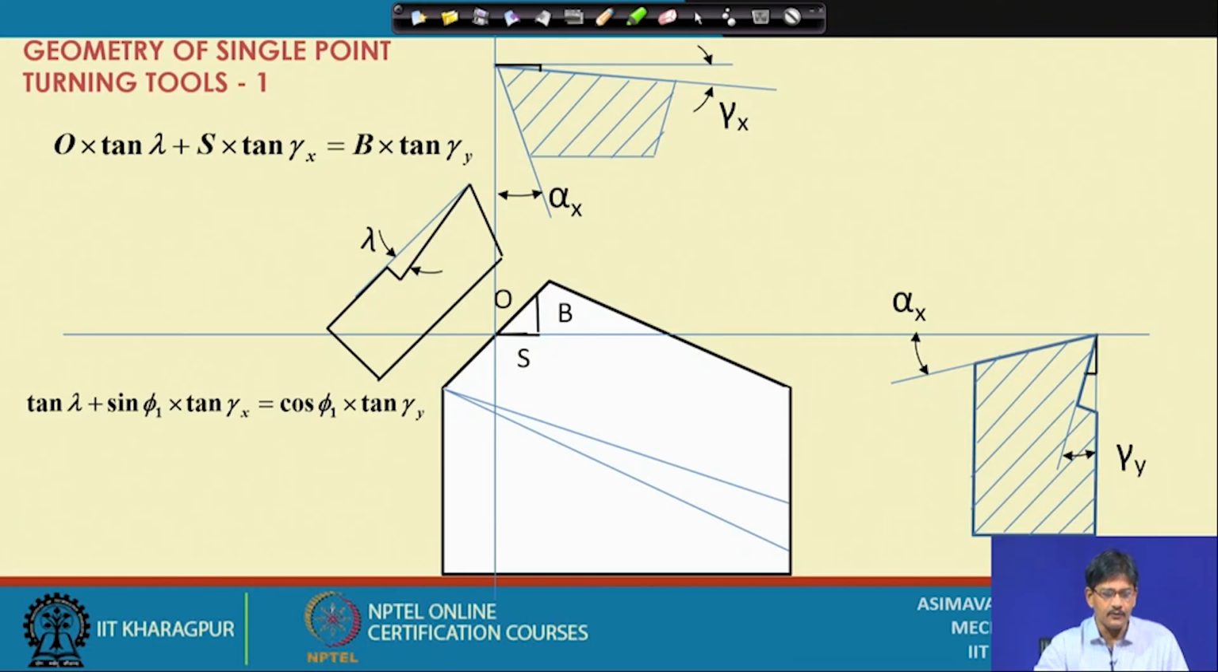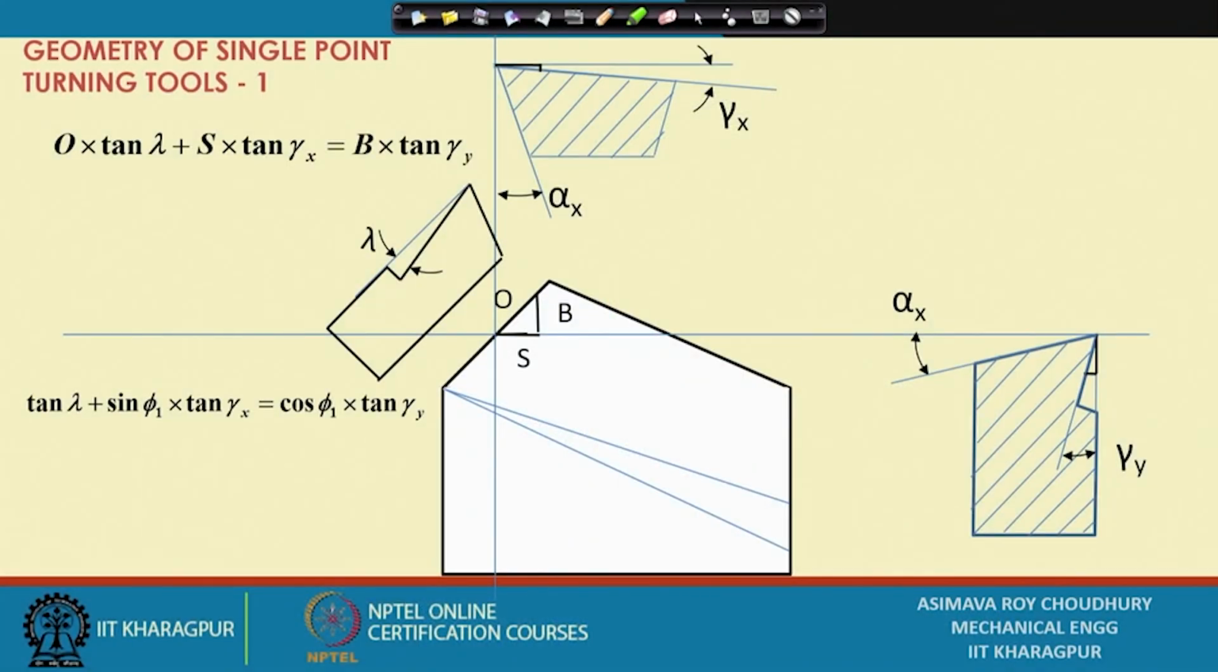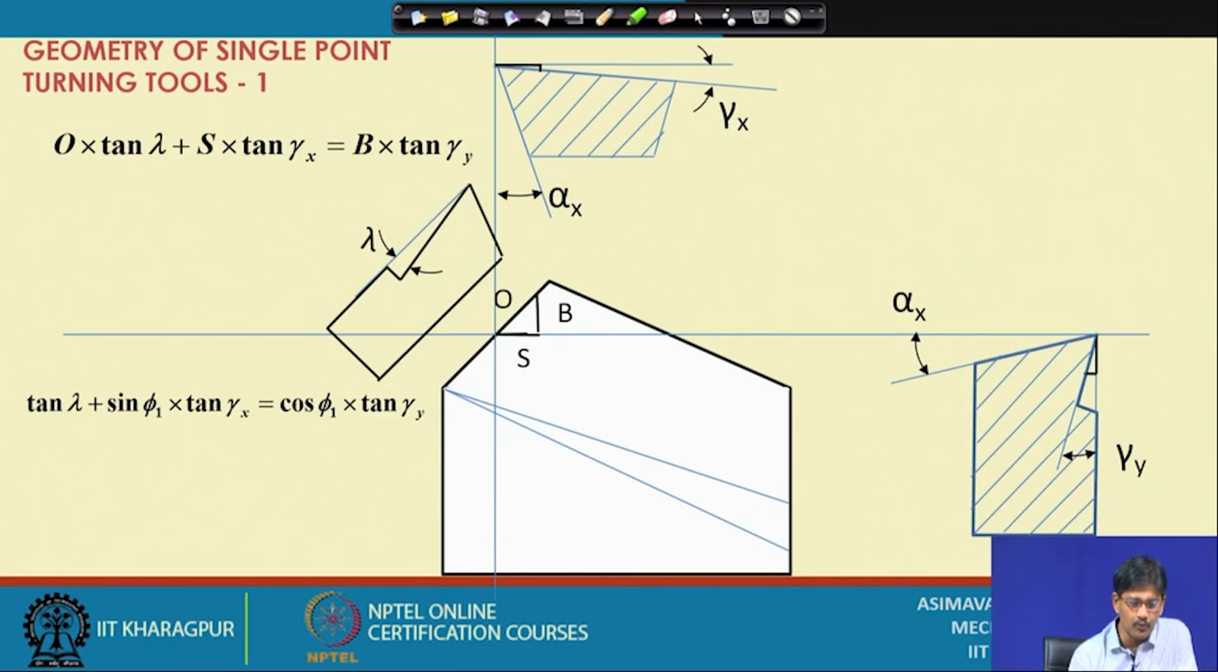Okay. So, if we have this particular assumption, we have a relation as shown here: O tan lambda plus S tan gamma x is equal to B tan gamma y. That is fine. So, once again let us divide everything by O, so that we have tan lambda plus sin phi 1. How does sin phi 1 come? If we divide everything by O, we have S by O here. S by O is equal to the sine of this angle.